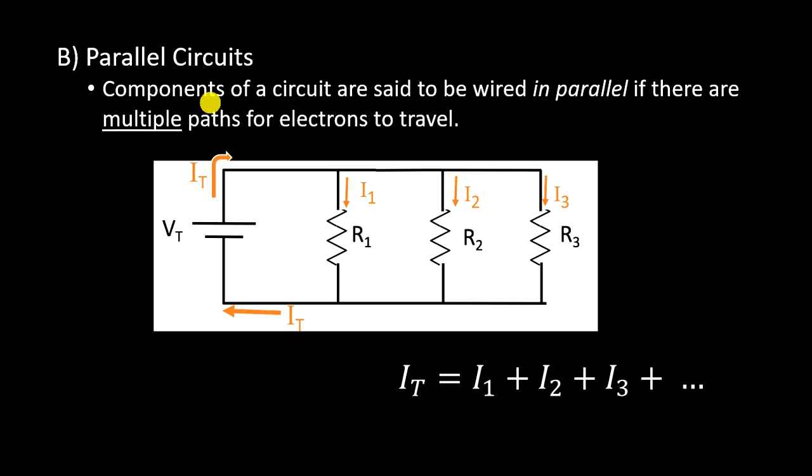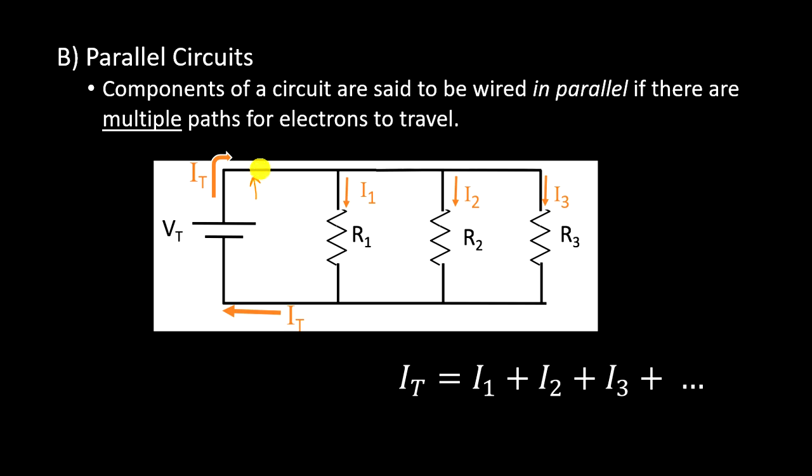Components are said to be wired in parallel if there are multiple paths for the electrons to travel. For series, it was always one path. If there are multiple paths, multiple choices, so to speak, for the current to flow, then we say it's wired in parallel. If I pick a spot on the wire, right at this spot, all the electrons have to flow through this spot. All the current, or the total current, flows through this location.